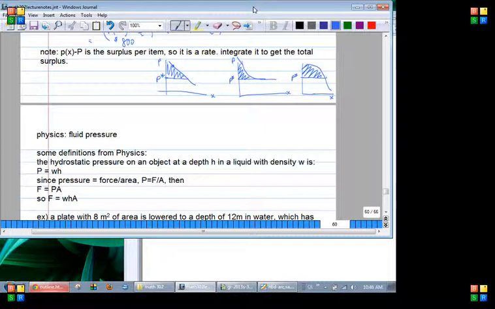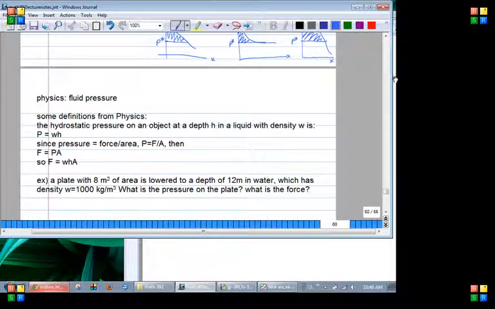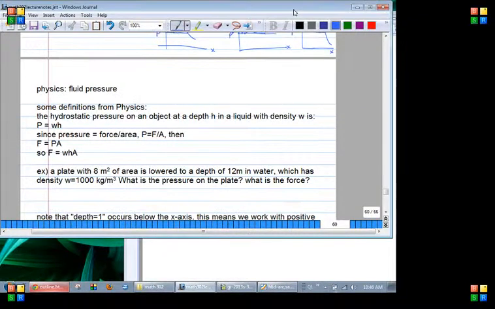So what does this look like in a simple case? Let's say a plate with 8 square meters of area is lowered to a depth of 12 meters in water. And water has density W equals 1,000 kilograms per cubic meter. What's the pressure on the plate? What is the force? So let's do it.